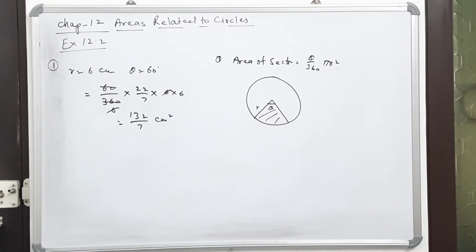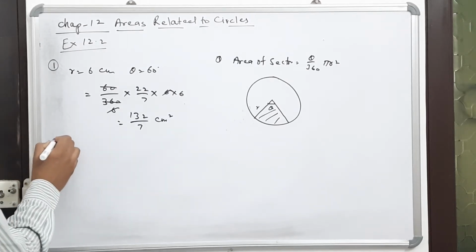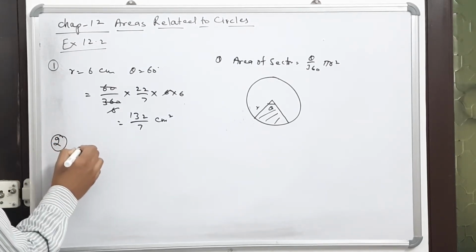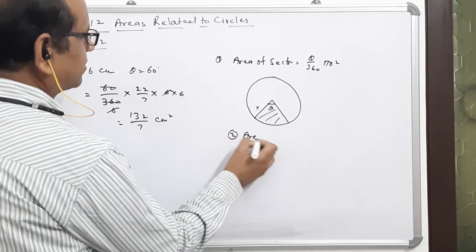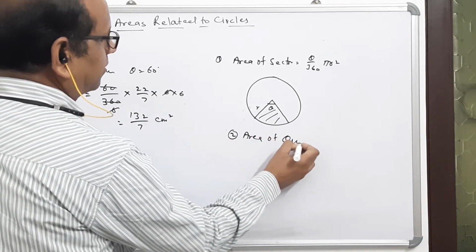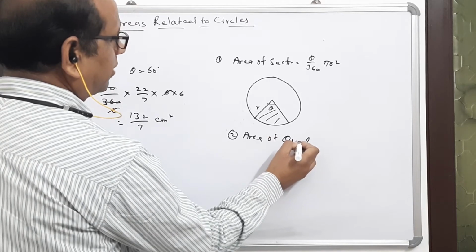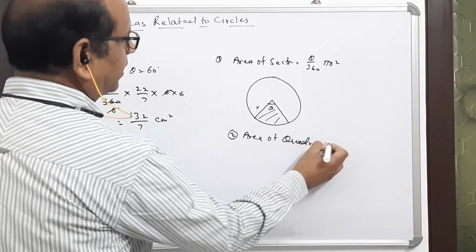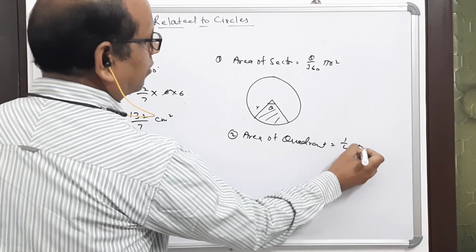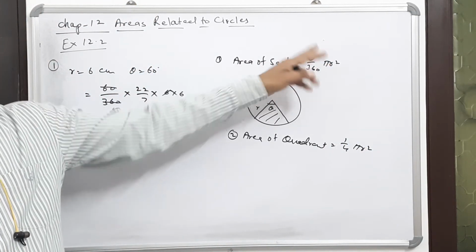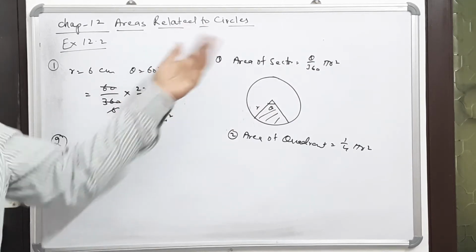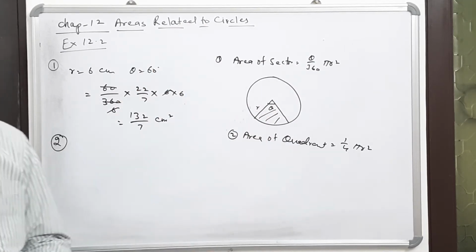Now if you take one more sum here, find the area of the quadrant, the second problem. So the second important formula is area of quadrant. The formula for area of quadrant is 1 upon 4 pi r square. The reason is, in the quadrant the value of theta is 90 degree. So it is 90 upon 360 pi r square.